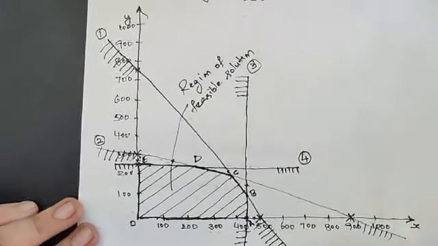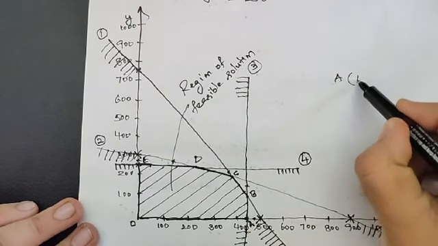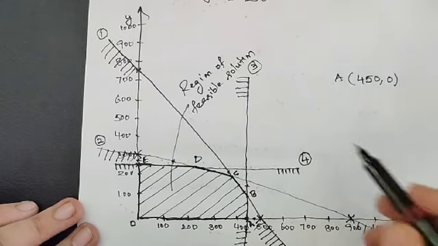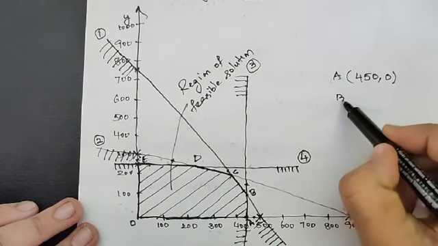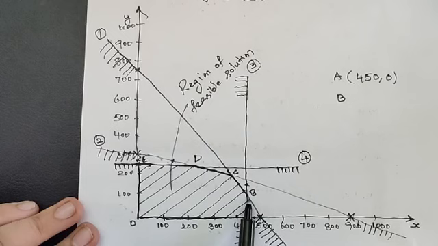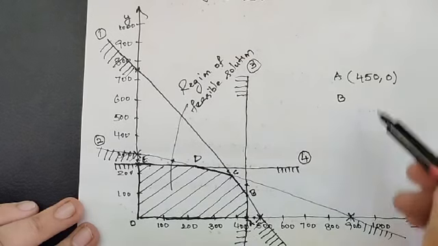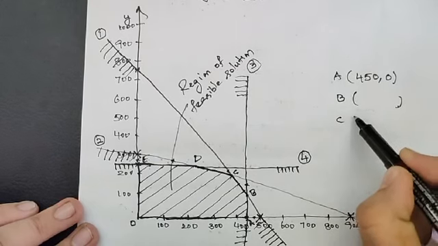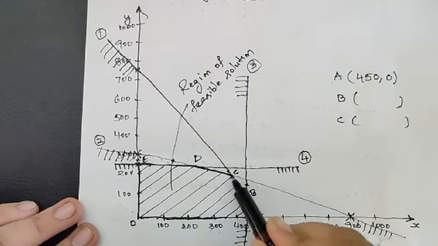So what is the value of A? Already we located this one, so it is 450 comma 0, right? Next I require point B. Whether I know the value of B? No, I don't know, so I need to find this. And next I need the value of C. Do I know the value of C? I don't know. It is the point formed because of the intersection of the constraints. I need to find that one.